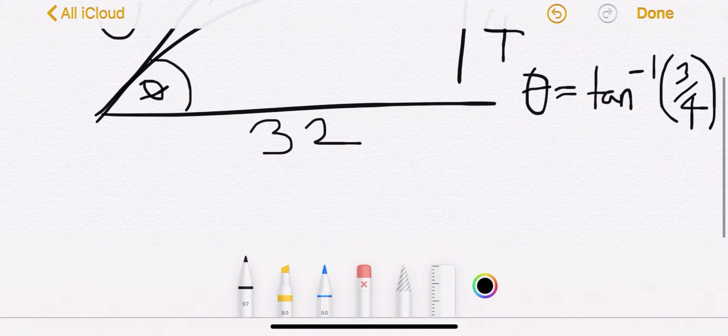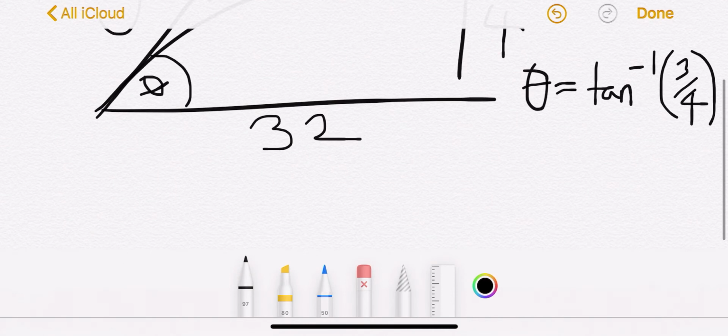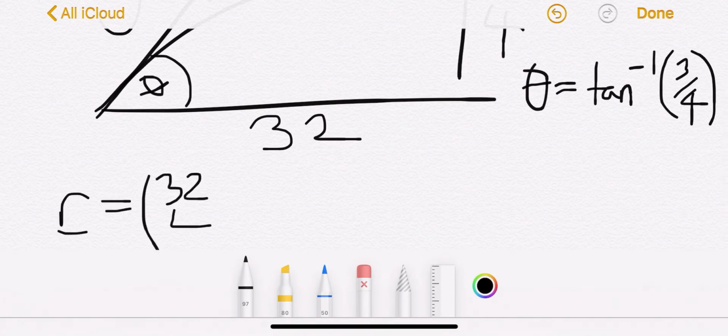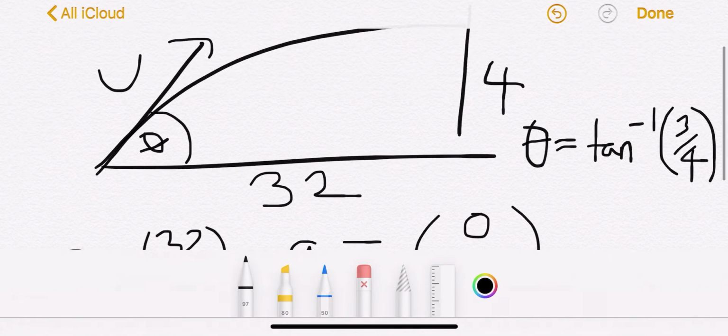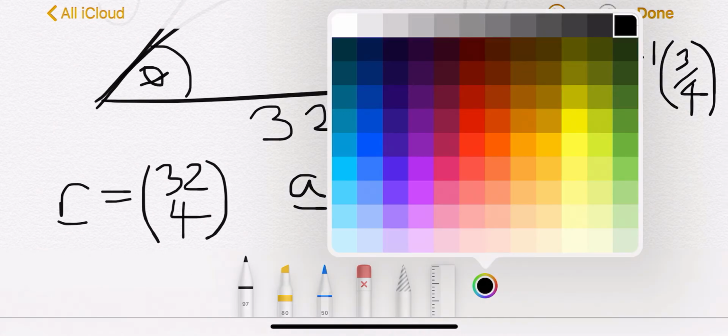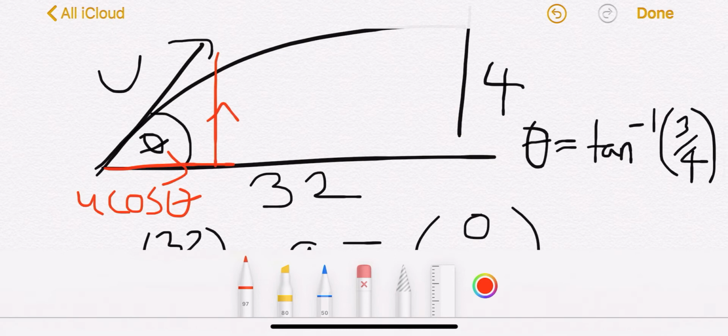So let's think about what we do know. If we're thinking about the point when the ball hits the wall, we know that r is equal to 32/4. As always, we know that a is 0 minus g, as gravity is the only force acting. If we think about the components of the initial velocity, the horizontal component is u cos theta, and the vertical component is u sine theta.